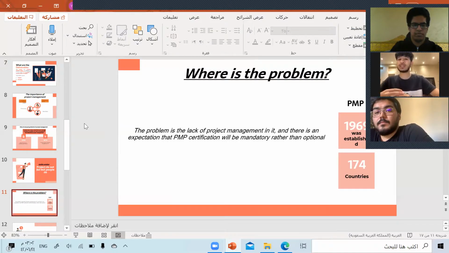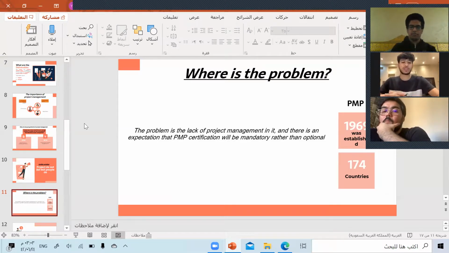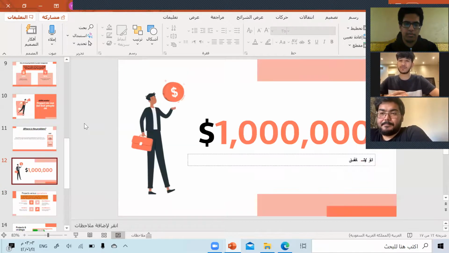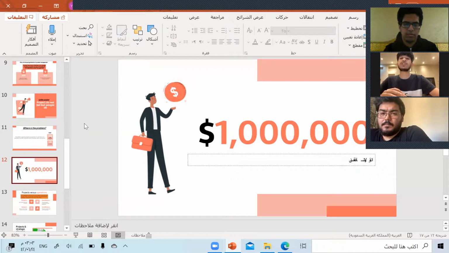And let's talk about the PMP certificate. PMP was established in 1969 and is distributed across 174 countries. Next slide. And this number, 1 million have the PMP certificate. I think this certificate is very important. Any engineer must get this certificate. Next slide.